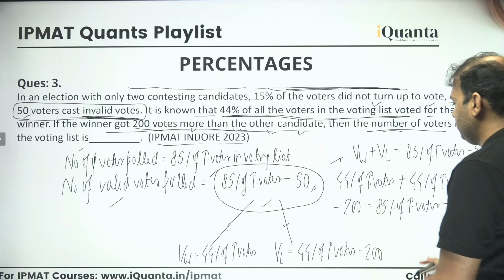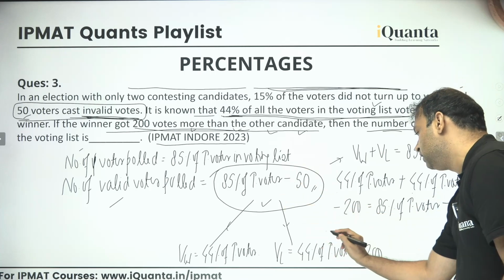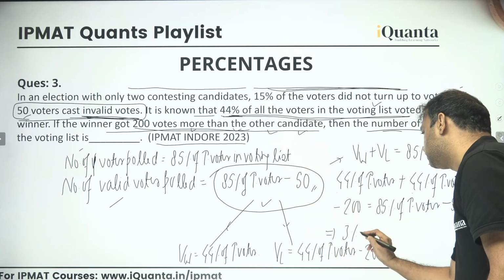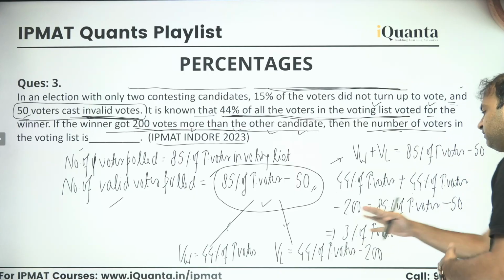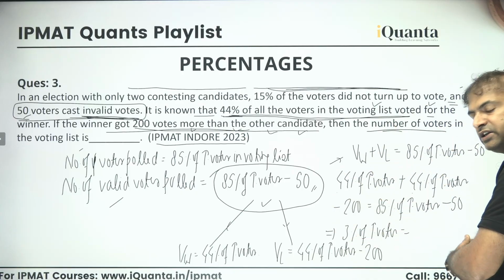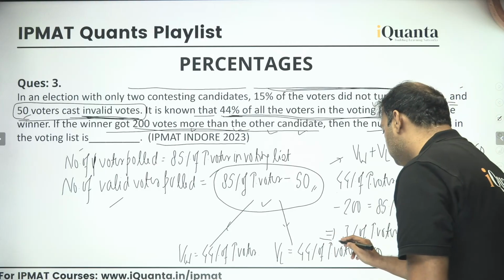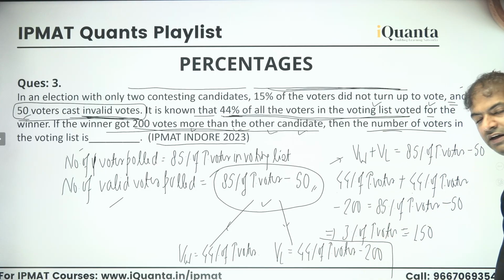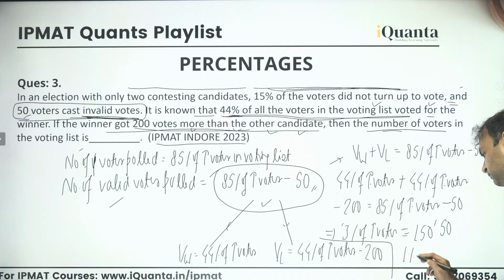Now if you have to simplify this, guys, 44 plus 44 is 88. 85 goes to the left hand side, which makes 3% of the total votes, right? And on the right hand side, minus 50 and minus 200 come over. So 200 minus 50 is 150. So 3% of the total votes in the voting list is equal to 150. 3 can be cancelled out with this, which means 50. So we can say 1% of the total votes in the voting list is equal to 50.